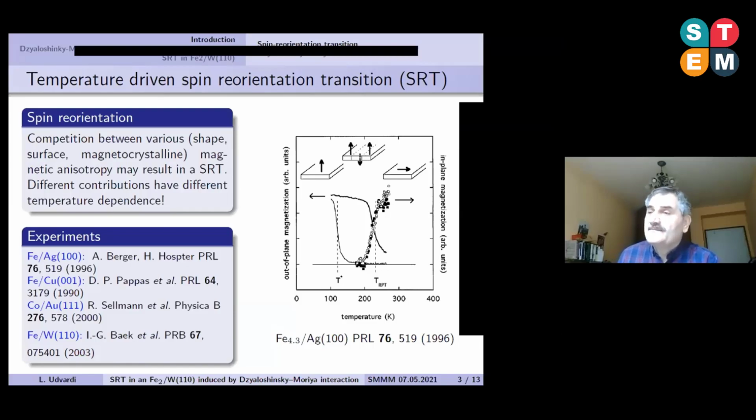But there are also several experiments which show that there is a temperature-driven reorientation. At low temperature, the system has, for example, a normal to plane orientation, just like in this case, which is iron thin films on a silver 001 surface. At low temperature, it has a normal to plane orientation. As the temperature is increasing, the orientation of the magnetization turns into the plane. There are several other examples shown here. It's a well-known phenomenon.